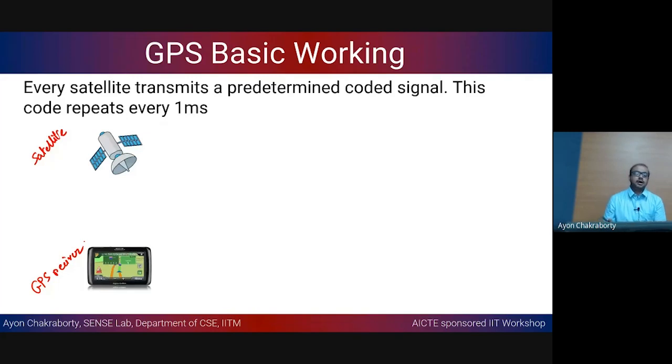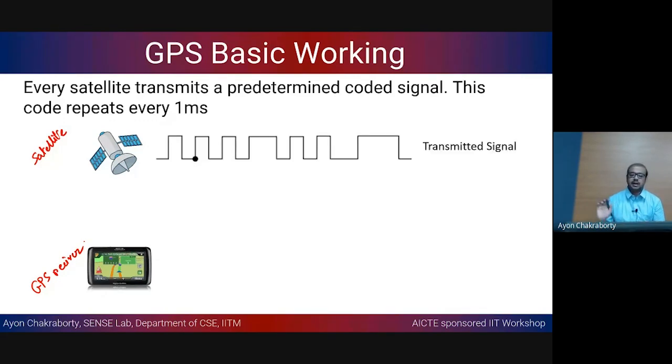In order to do that, the satellite keeps on transmitting a signal. Why it is predetermined and coded, we are going to come to that, but for now you can just assume it keeps on transmitting a signal like this. Just ignore the dot for the time being, and think of it as a stream of ones and zeros being transmitted from space. The satellite keeps on transmitting this every 1 millisecond, and it goes through the atmosphere.